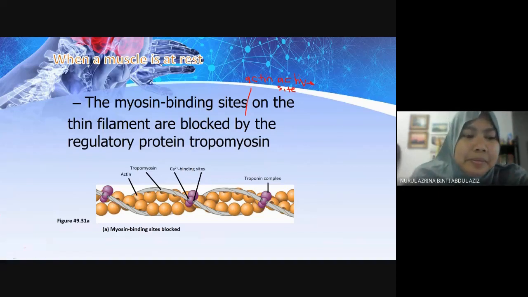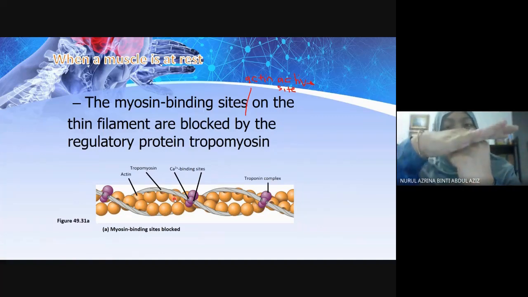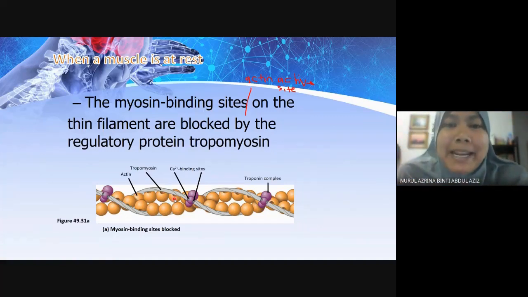Okay, right. Okay, so the myosin binding site, this one ingat ni, yang macam beads ni, yang ada lubang tu kita panggil myosin binding site or actin active site, nama dia. Okay, so when the muscle is relaxed, the myosin binding site or the actin active site on the thin filament are blocked by the regulatory protein known as tropomyosin. You can see lubang ni tadi ni, the myosin binding site. Myosin binding site maksudnya tempat di mana myosin akan bind dekat actin tu. Specific tempat dekat mana myosin akan forming the cross bridge tu, kita panggil myosin binding site.